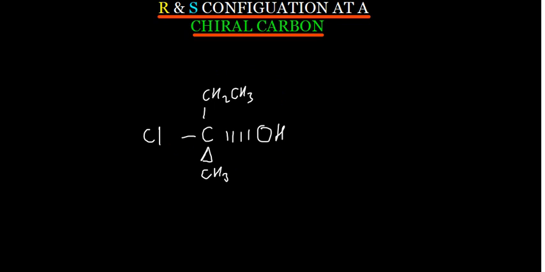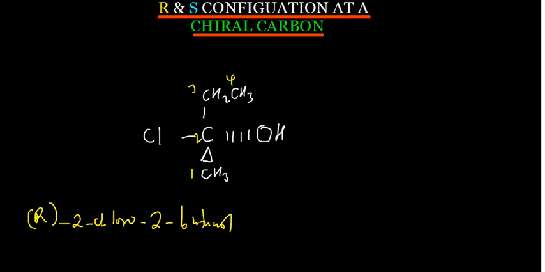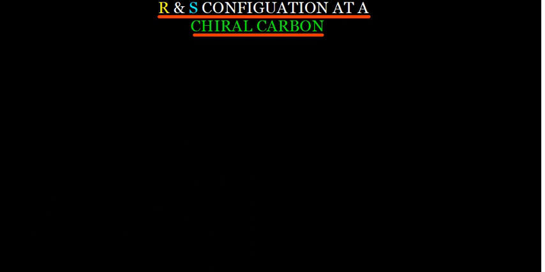When you are counting the carbons, this is going to be carbon number 1, carbon number 2, carbon number 3, and number 4. At carbon number 2, we've already said R. At carbon number 2, we have a chloro. So R-2-chloro, and then we have at carbon number 2, the alcohol functional group. So this is going to be R-2-chloro-2-butanol, or R-2-chlorobutan-2-ol. That is going to be the name. Let's consider another one.